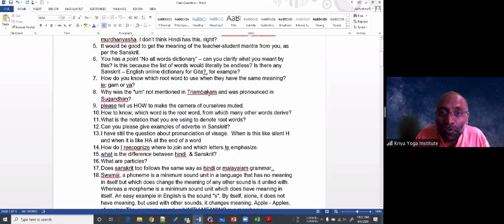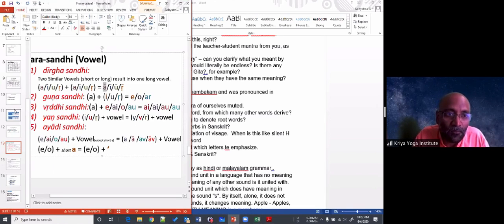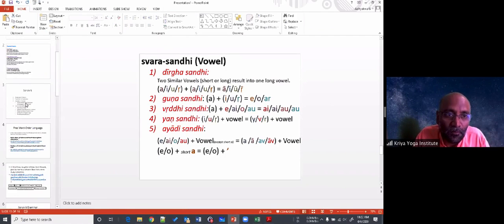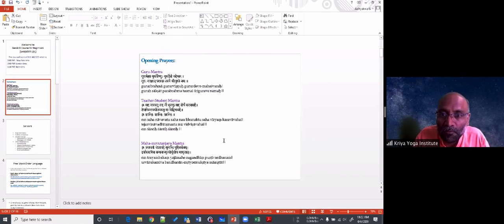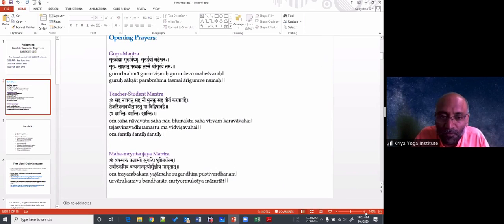I was not mentioned in Taramukam and was pronounced in San Sugandhim. So this is related to my prayer here. We do the opening prayers of the class. And I'll increase the size so that you can see it clearly.